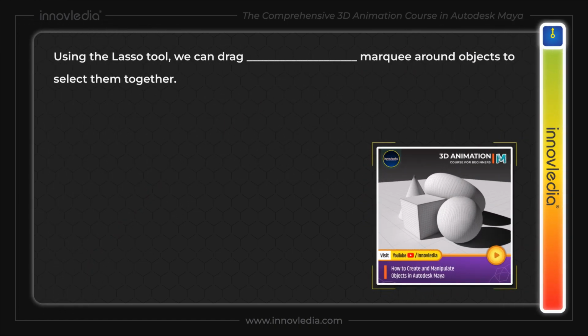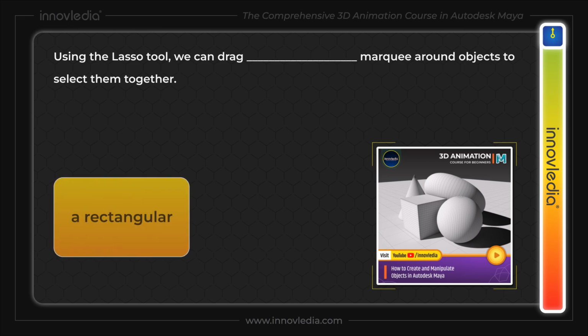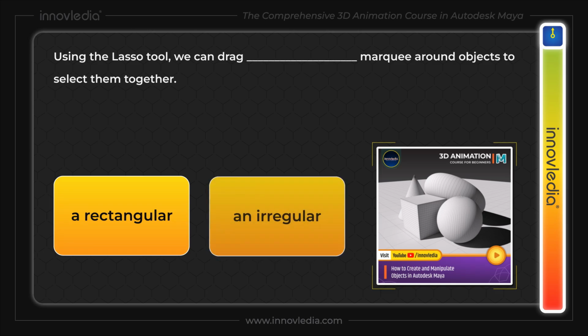Using the lasso tool, we can drag dash marquee around objects to select them together. The options are a rectangular, an irregular. Your time starts now. And the correct answer is an irregular.